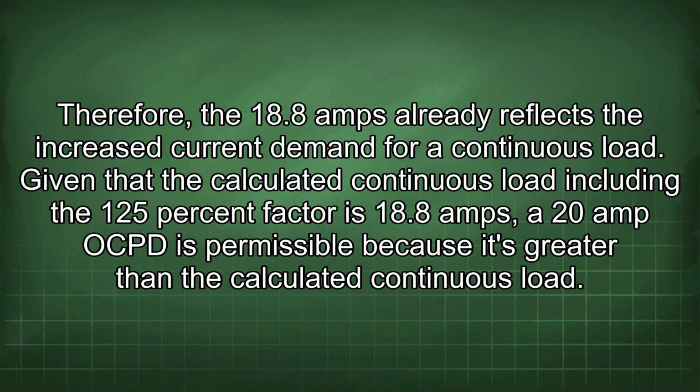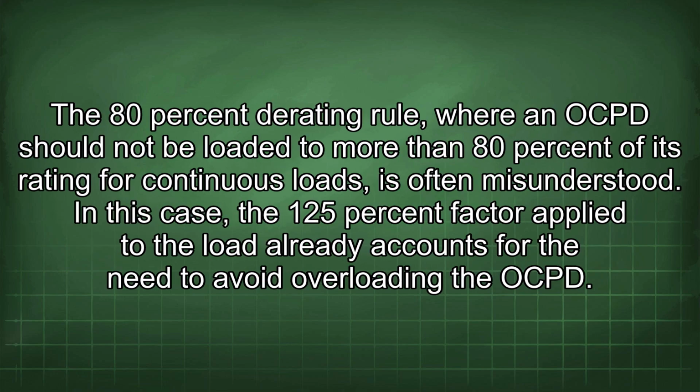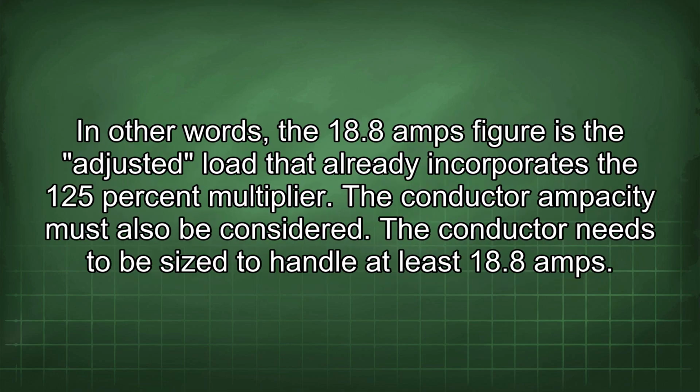Given that the calculated continuous load including the 125% factor is 18.8 amps, a 20 amp OCPD is permissible because it's greater than the calculated continuous load. The 80% rating rule, where an OCPD should not be loaded to more than 80% of its rating for continuous loads, is often misunderstood. In this case, the 125% factor applied to the load already accounts for the need to avoid overloading the OCPD. In other words, the 18.8 amps figure is the adjusted load that already incorporates the 125% multiplier. The conductor ampacity must also be considered.